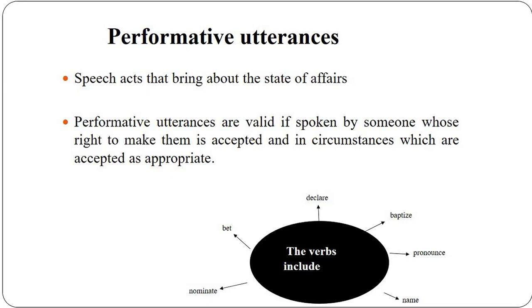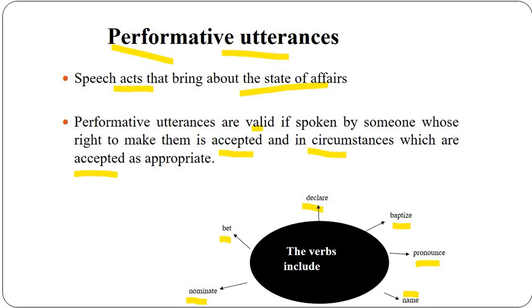So the second type of speech act and the last topic today is the performative utterances. Speech acts that bring about the state of affairs are the performative utterances. Performative utterances are valid if spoken by someone whose right to make them is accepted and in circumstances which are accepted as appropriate. So you will understand what I mean. The verbs of these performative utterances are like nominate, bet, declare, baptize, pronounce, name. These are examples of verbs to make performative utterances.